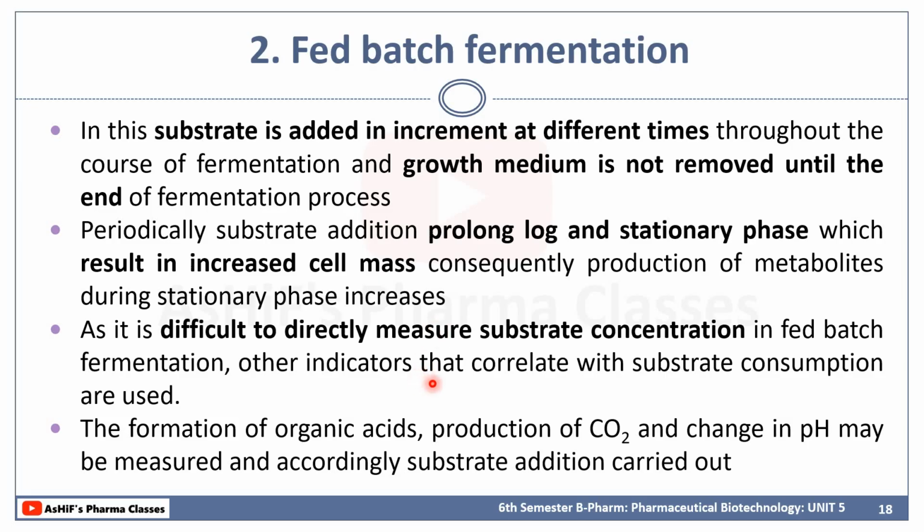As it is difficult to directly measure the substrate concentration in fed batch fermentation, other indicators that correlate with substrate consumption are used for measuring the amount of end product formed. Okay, so basically the formation of organic acid, production of carbon dioxide, and changing pH may be measured as an indication of substrate consumption, and accordingly we will add the nutrients.